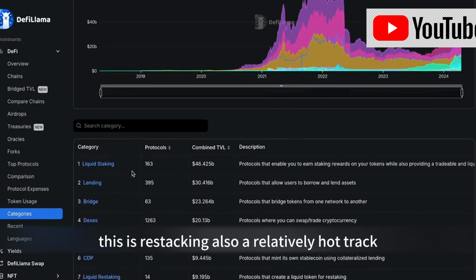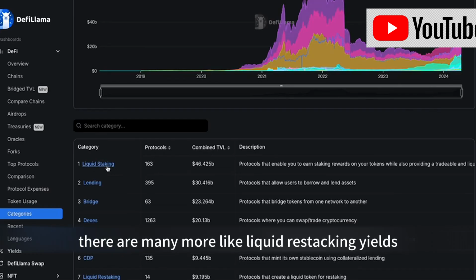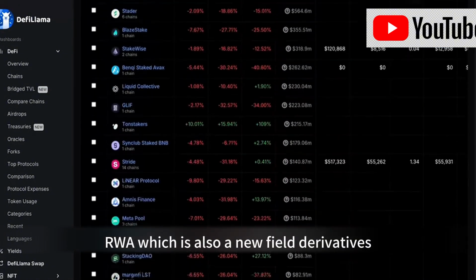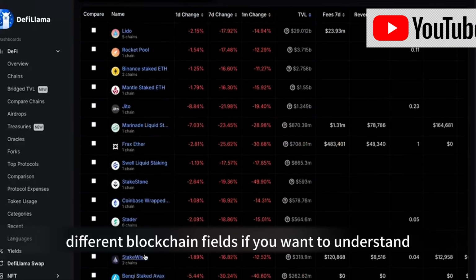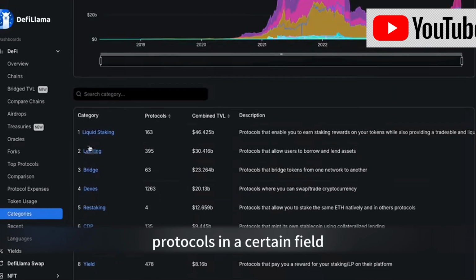1,263. This is restaking, also a relatively hot track. Currently, it's relatively early stage, with fewer protocols. There are many more like liquid restaking, yields, RWA, which is also a new field, and derivatives. We can see it categorizes different blockchain fields. If you want to understand protocols in a certain field, you can see them intuitively here.